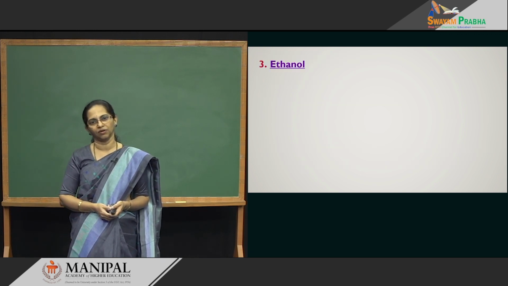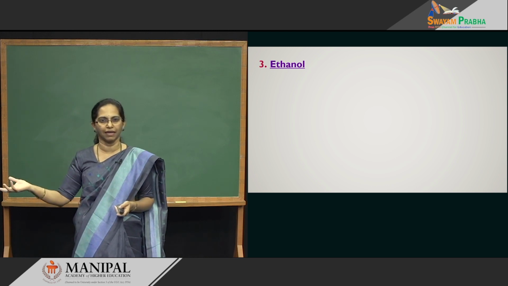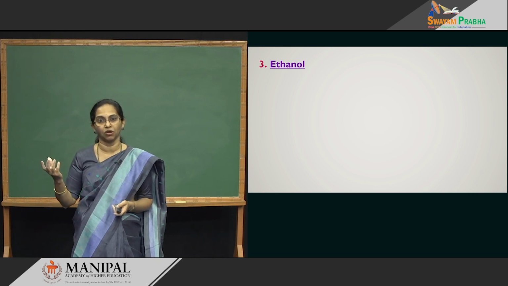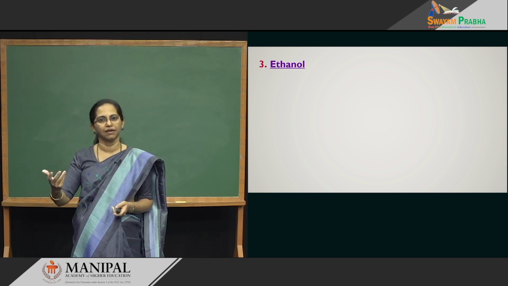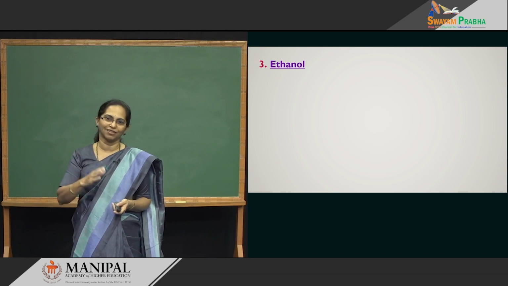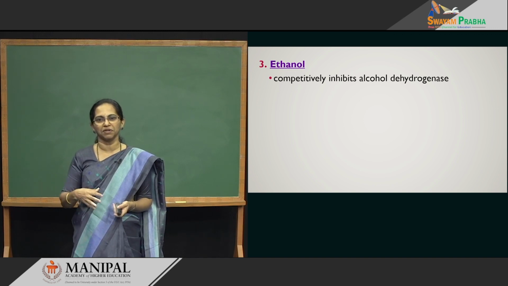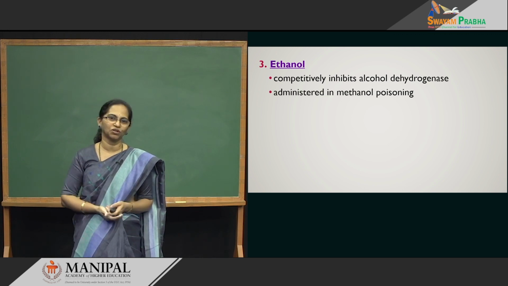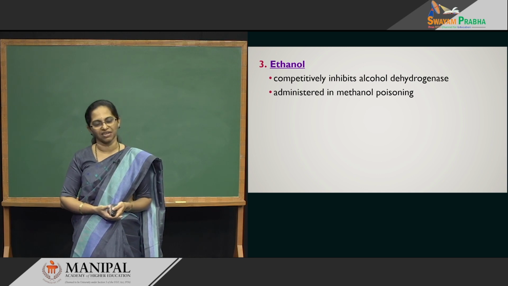Then comes ethanol. We have heard people drinking some local alcohol and then dying. That is because they have high methanol content. Now, if a patient is brought in such a state to the hospital that he consumes some cheap liquor and you want to treat him, you use ethanol there. What is ethanol? Ethanol is a competitive inhibitor for alcohol dehydrogenase. So, you put the person on ethanol, it will nullify the action of methanol. So, that is what you are doing to try and save the person from methanol poisoning.